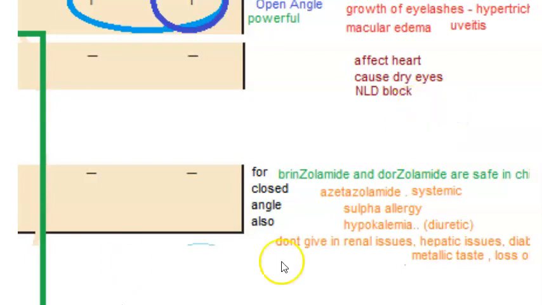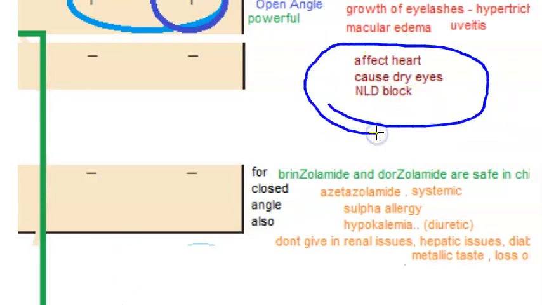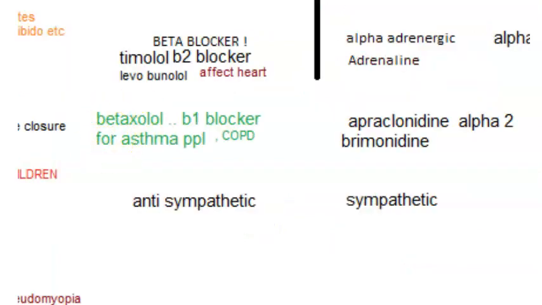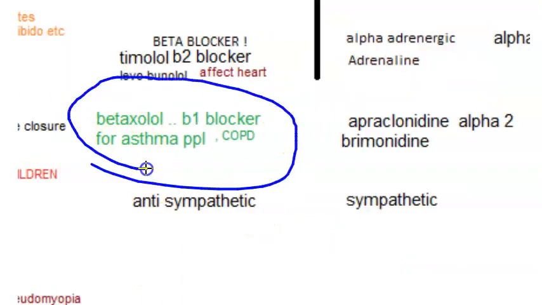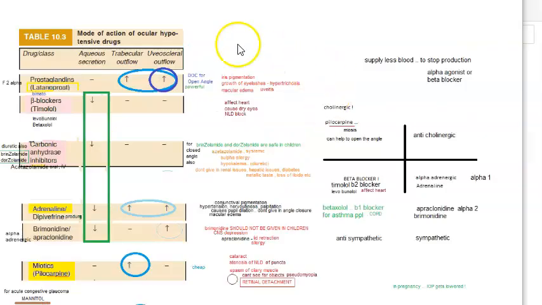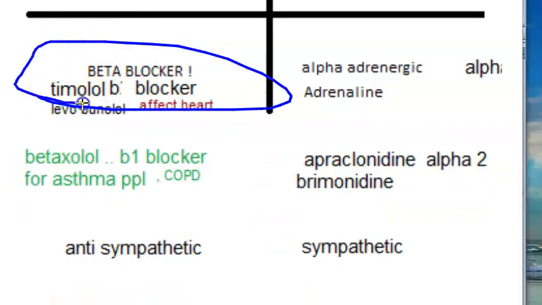Remember, these are actually beta blockers, so they can affect the heart, right? They can cause dry eyes. They can cause NLD block. So this betaxolol is better because it is a beta 1 blocker. So for asthma, COPD patients and all, you can give it. But when it comes to timolol, this is a beta blocker, beta 1 and beta 2. So it will have effect on COPD patients, heart, etc.